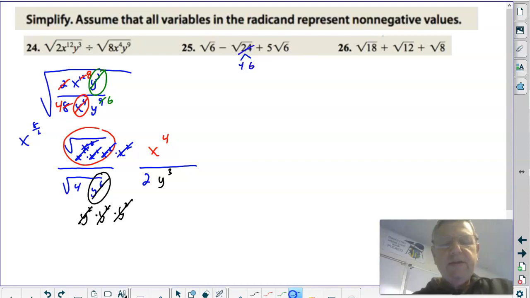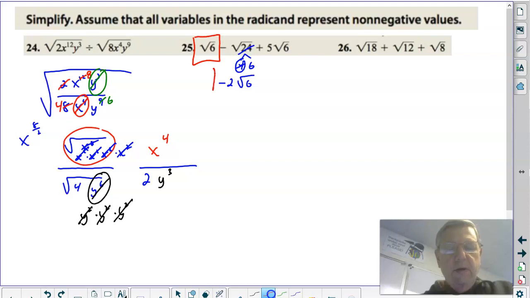4 times 6 is 24. So I can take the square root of 4 and get a 2 out. So this is a negative 2 times the square root of 6. So now look what I've got. 1 of them minus 2 of them is a negative 1 of them. A negative 1 of them and a positive 5 of them is a positive 4 of them.